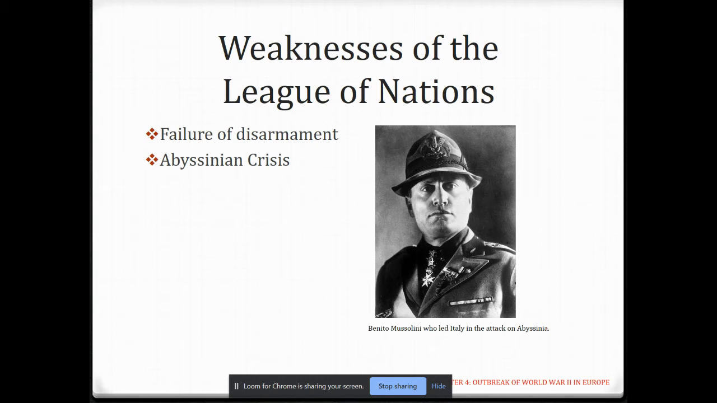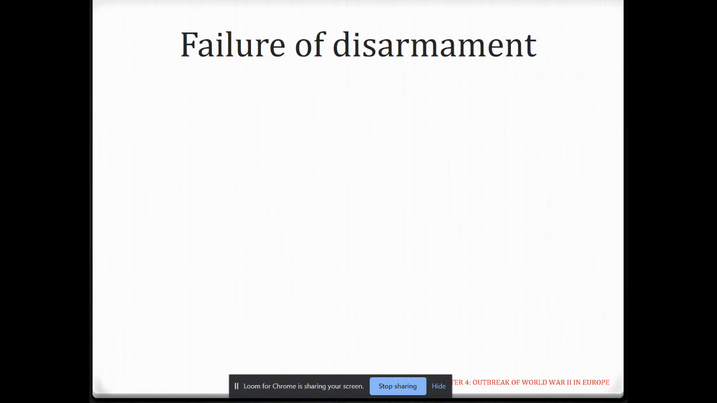And looking at the weakness of the League of Nations, we are focused on two areas of weakness: the failure to disarm and specifically the Abyssinian crisis. If you recall in chapter 1, we touched on the Abyssinian crisis, and we also looked at the Manchurian crisis. The Manchurian crisis is going to come up again in chapter 6, where again you will see the weakness of the League of Nations, right?